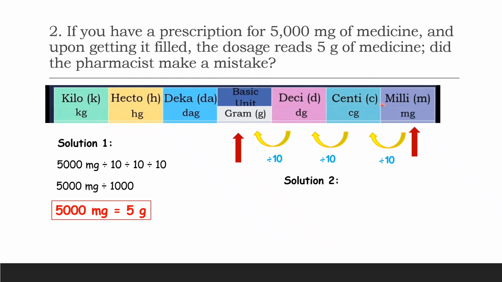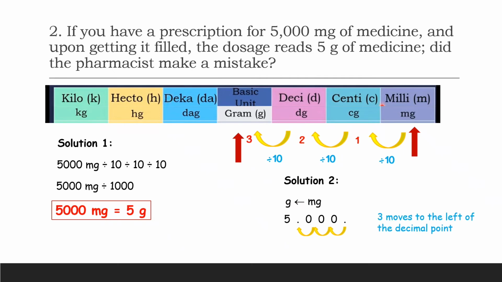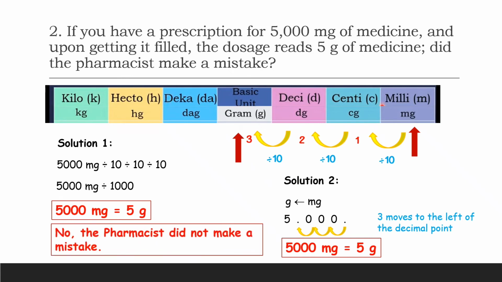Or in solution 2, we are going to move the decimal point going to the left. So 1, 2, 3. Then we get 5,000 milligrams is equal to 5 grams. So the question is, did the pharmacist make a mistake? No, the pharmacist did not make a mistake.